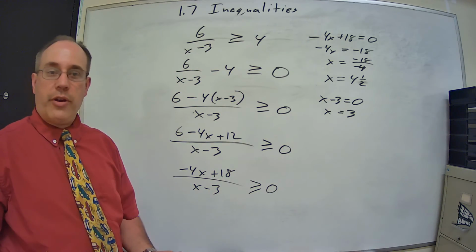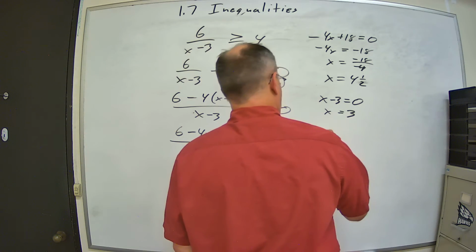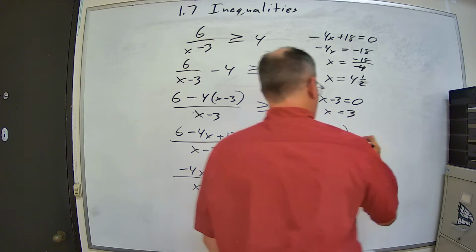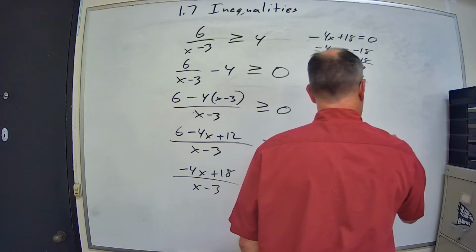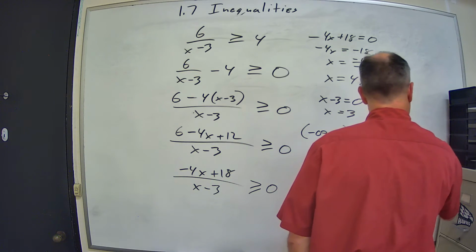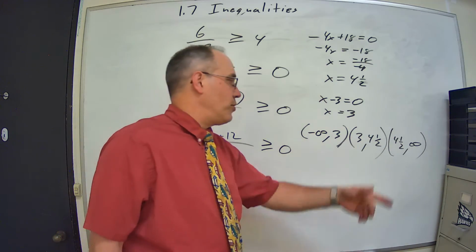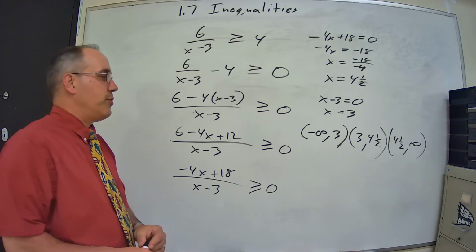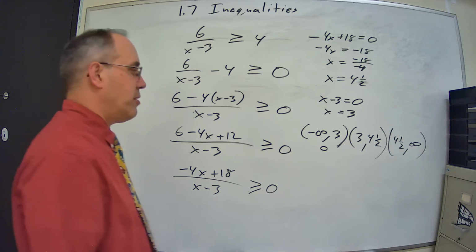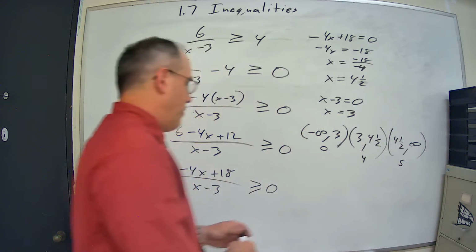So now we can create our intervals just like we did with quadratic inequalities. From negative infinity to 3, from 3 to 4.5, from 4.5 to infinity. So we now have our 3 intervals. We're going to test them out and see which ones work. 0 is going to be easy there. Make that one 4. Make that one 5.